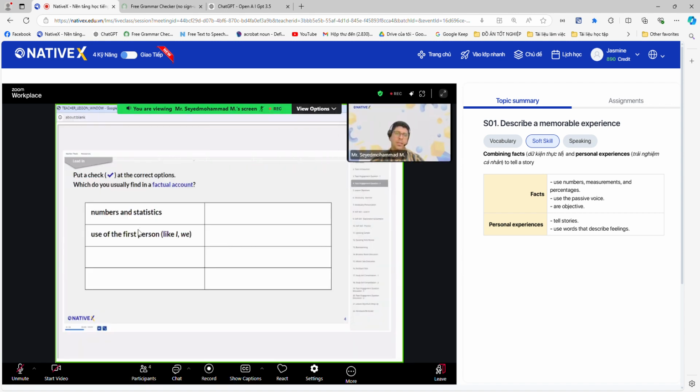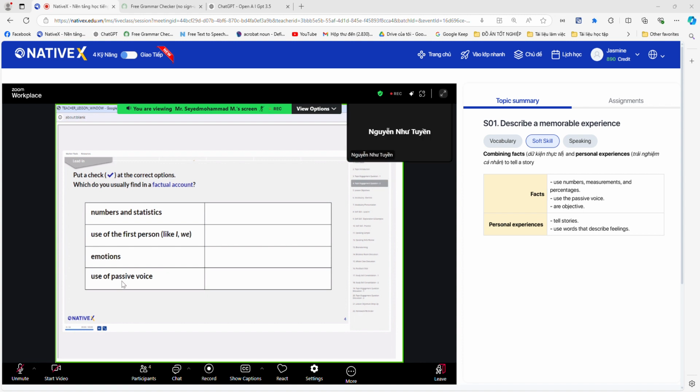Numbers and statistics, use of the first person like I and we, emotions, or use of passive voice? Twin? I think numbers and statistics. Numbers and statistics. Yes, emotions. Very good job.